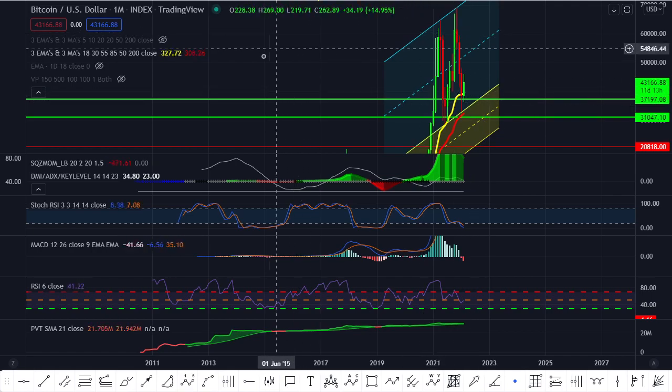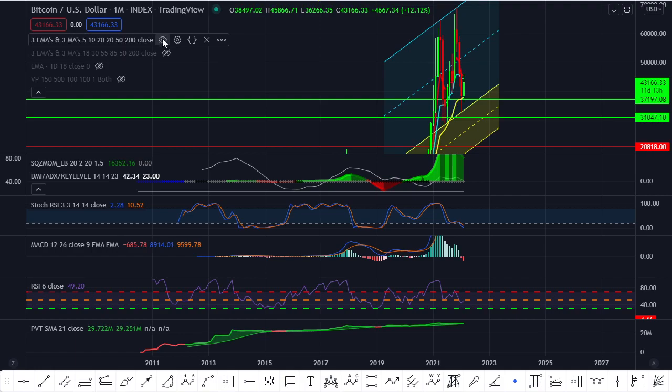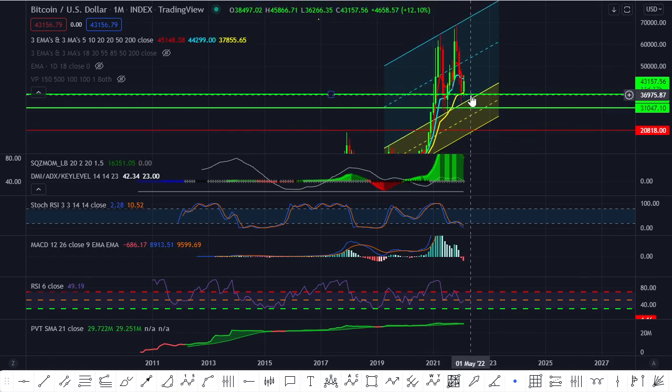So if you do close that candle sub 39, basically you're losing your 18 EMA on the monthly time frame, and potentially you're also losing your 20 EMA on the monthly time frame. Your 20 EMA right now is coming in around 37,850, so it's borderline bearish right there. A close under 37,800, that's doom basically for Bitcoin.